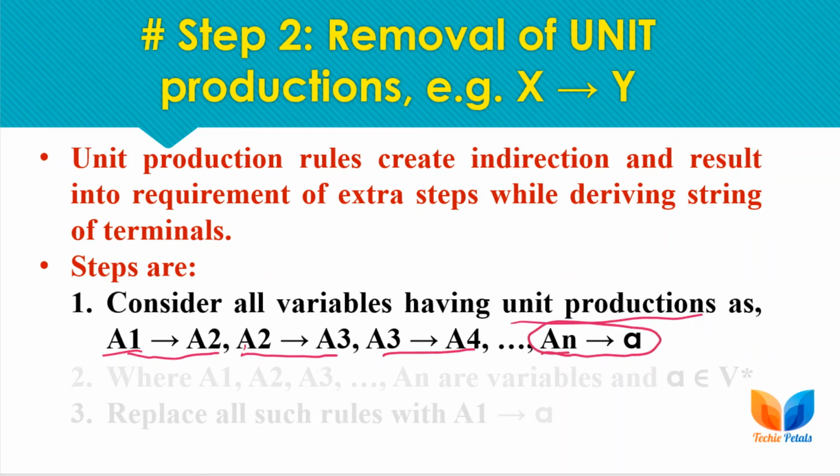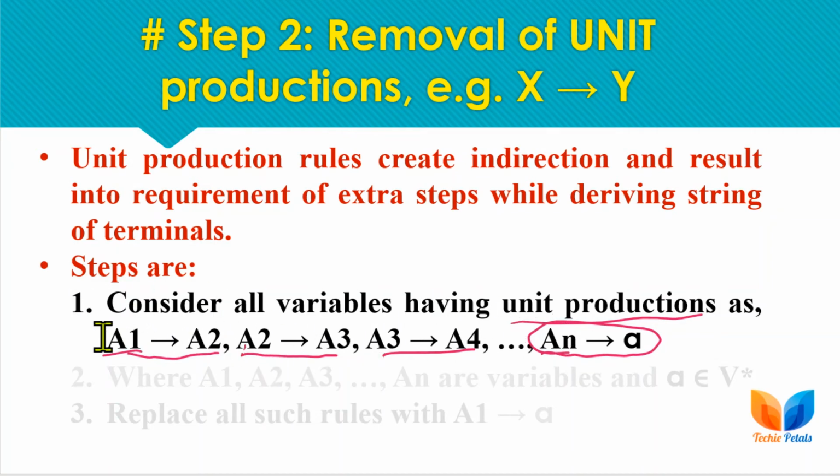So here we are getting alpha as a terminating sentential form, or we can say the terminating string of terminals and non-terminals after so much rewriting or derivation process. We are getting alpha as a resulting string. So here we have unnecessarily rewritten A1 with A2, then A2 with A3, A3 with A4 and so on, and ultimately we are getting alpha. So we can always replace A1 with alpha as an alternate for these unit production rules.